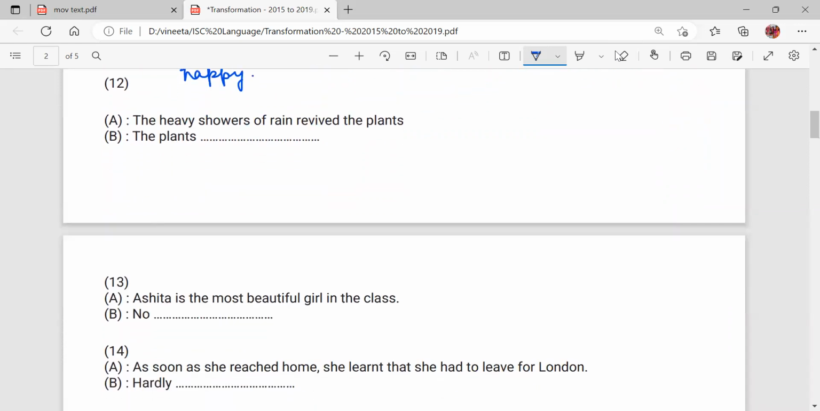The heavy showers of rain revived the plants. Again, the plants is the object, and the sentence that you have to transform is beginning with the plants. Again, it means it is active and passive, because the subject becomes the object and the object becomes the subject. So the plants were revived, as it is in past tense. The plants were revived by the heavy showers of rain.